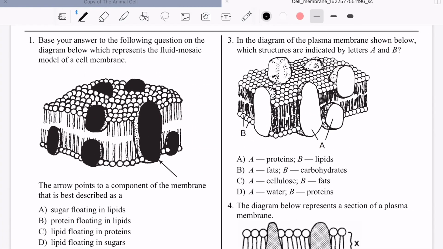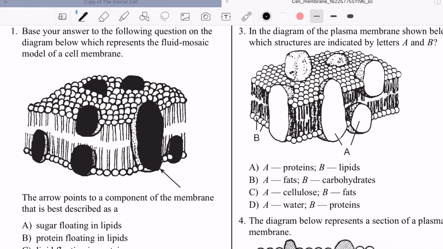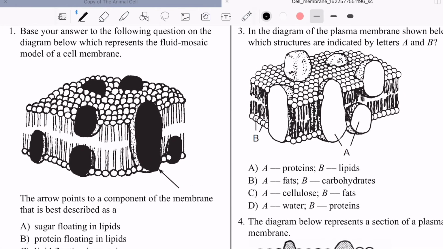So now that you're an expert on the cell membrane, are you ready? It would be awesome for you to pause before I explain and go over the question. Now remember, you should always annotate, meaning mark it, highlight it, circle. And you should understand the question and understand the picture.